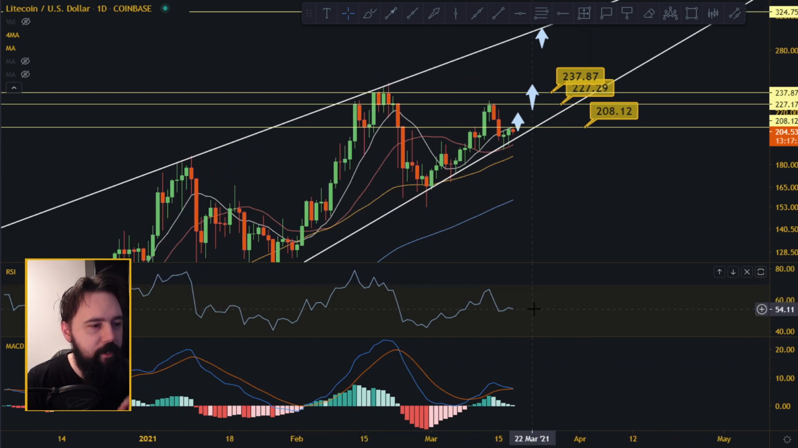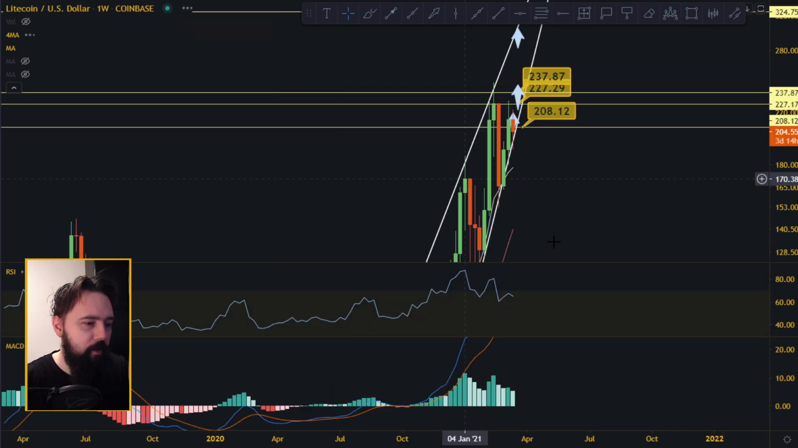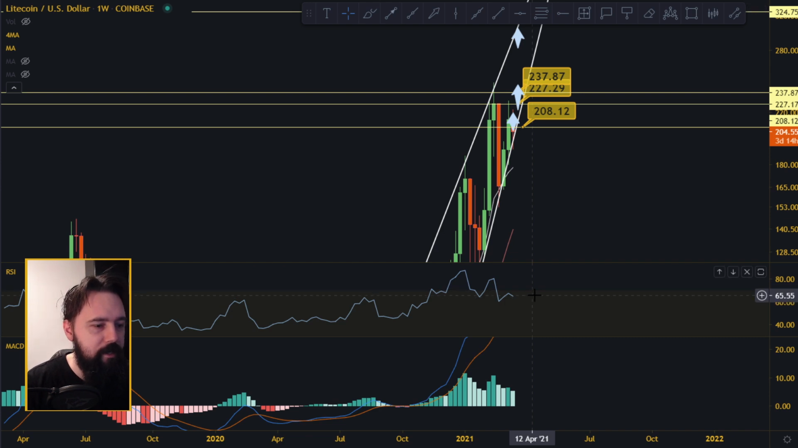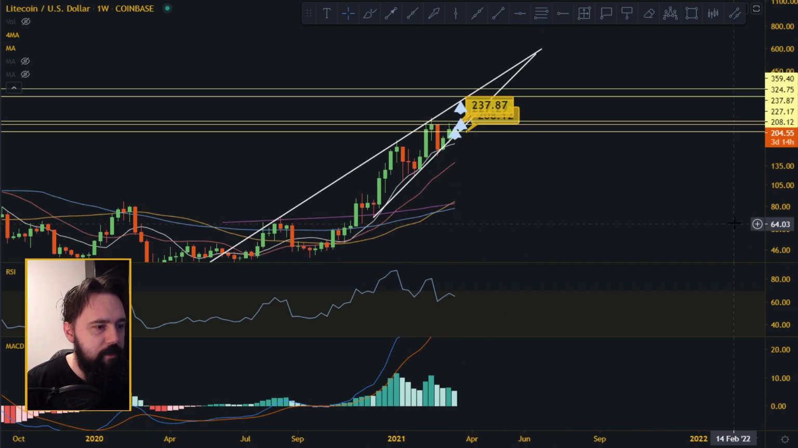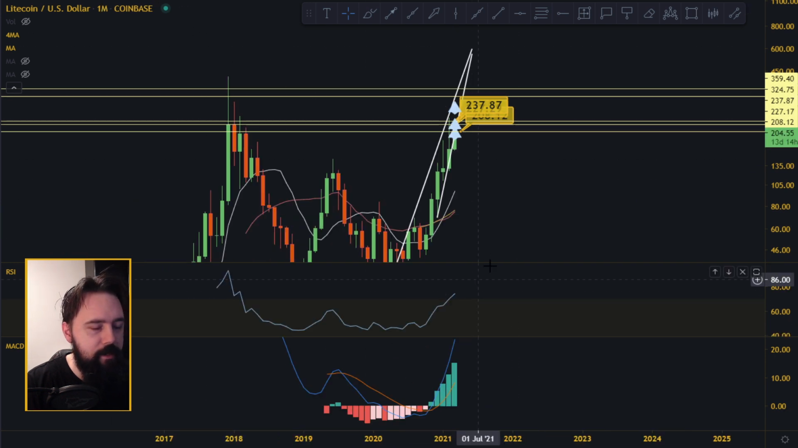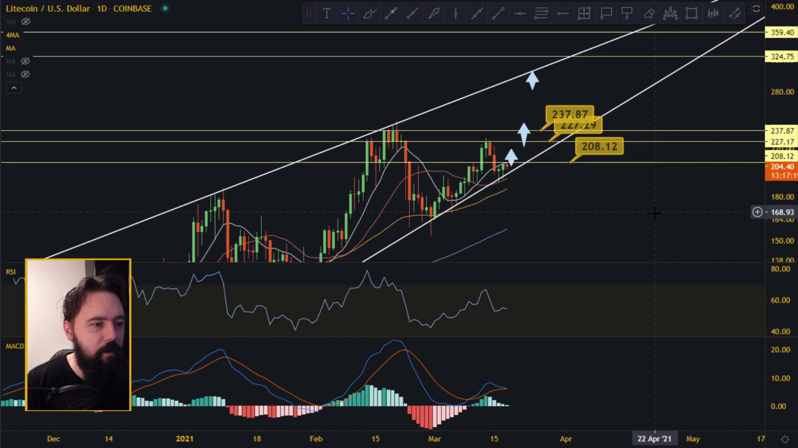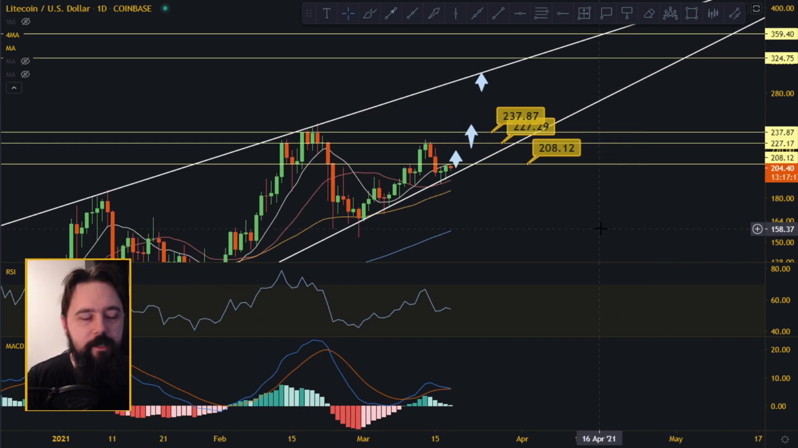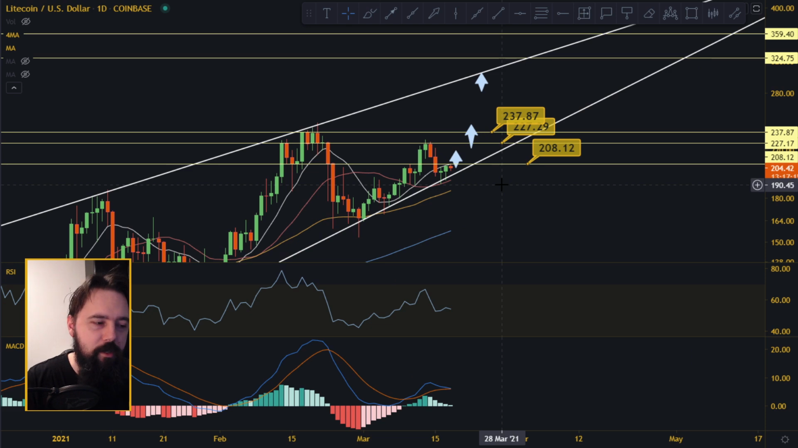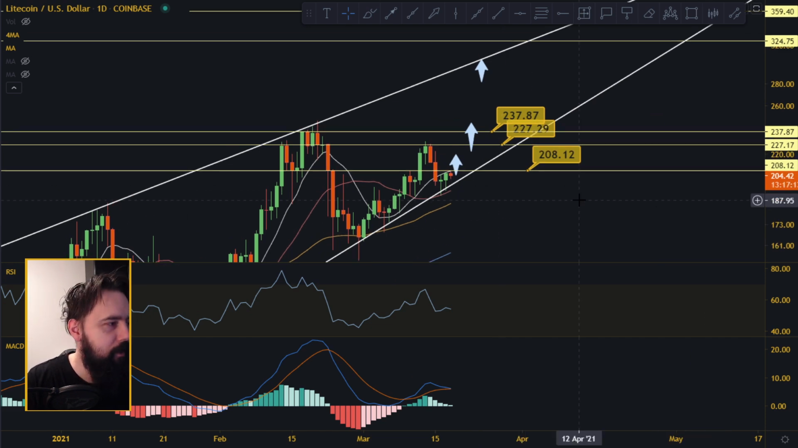RSI is at very nice levels. This is on the daily. It's down all the way at 50 RSI on the daily. On the weekly, it's down at 65. And on the monthly, it's only at 73. So just looking at RSI, it's got a very long way to go before it starts getting overbought on all levels. So right now, I think Litecoin is in a prime area to pump, and I think it's actually gonna do that.